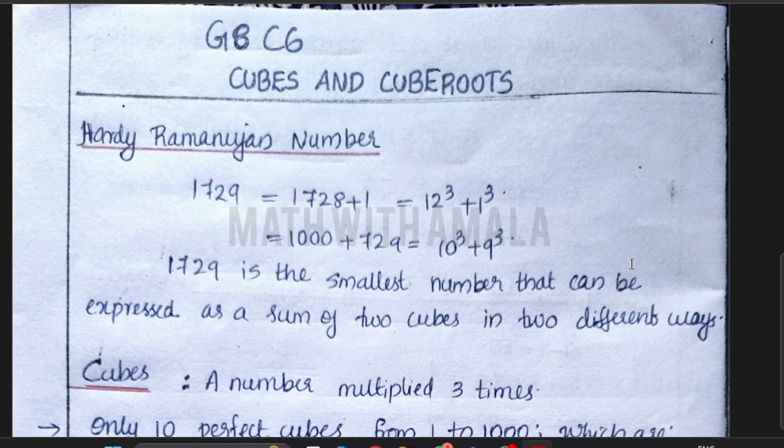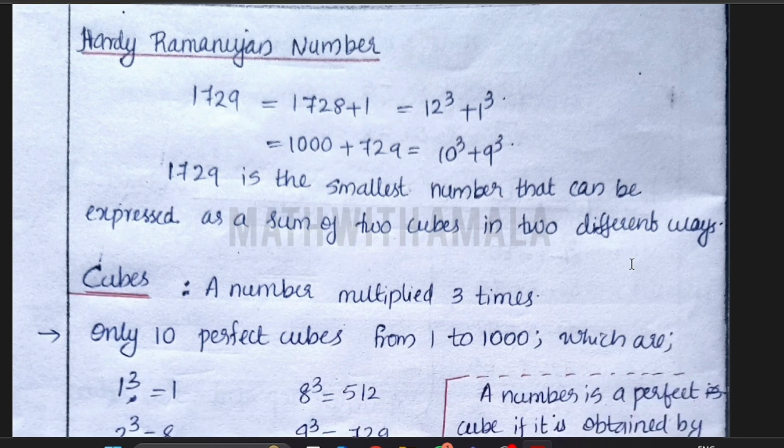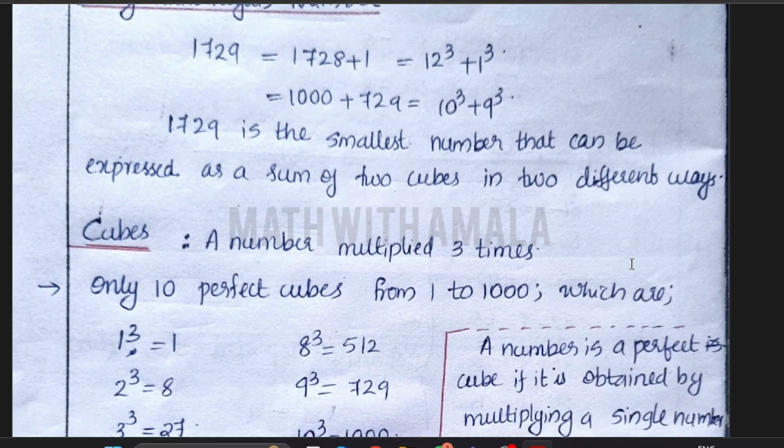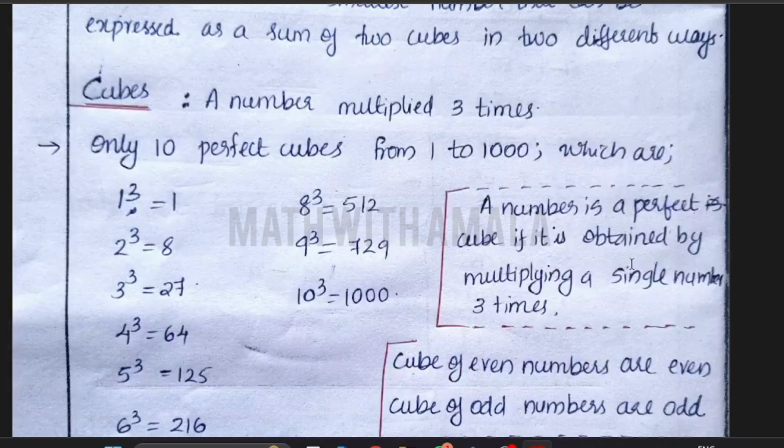So he found that it is the smallest number that can be expressed as a sum of two cubes in two different ways, and the ways are: 1729 can be written as 1728 plus 1, which is 12 cube plus 1 cube, and also 1000 plus 729, which is equal to 10 cube plus 9 cube.